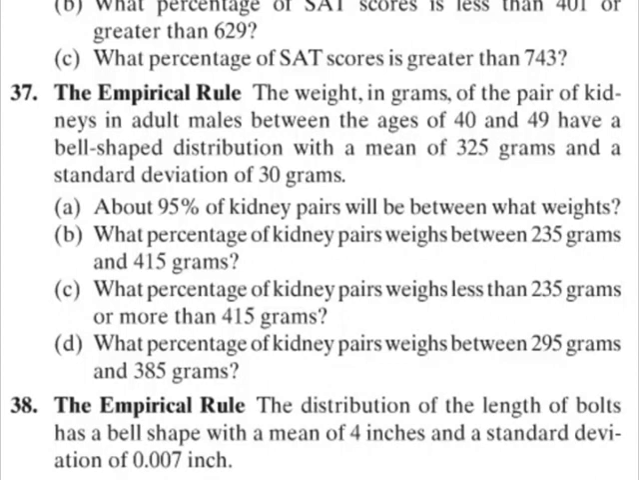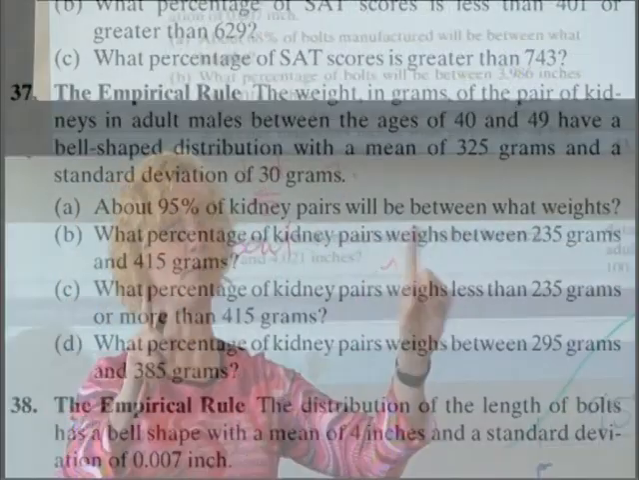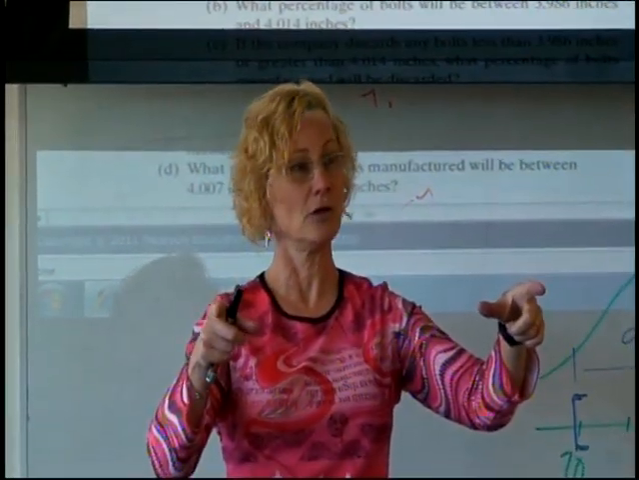Okay, so 95% of kidney pairs will be between what weights? We go backwards with the rule, right? You've got 95%, so we know that's plus or minus how many standard deviations? 2. So take the mean, which is 325 grams, subtract 2 standard deviations, and then add 2 standard deviations. What are those numbers? You with me? Cool.